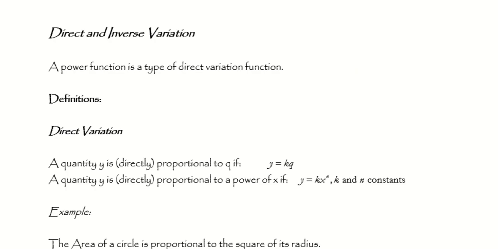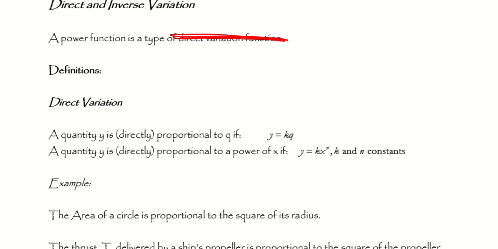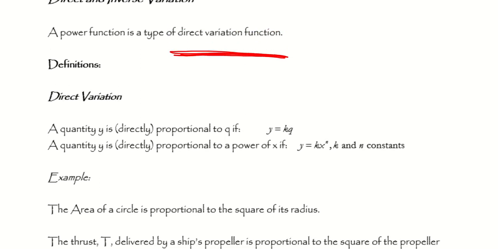Let's go on and talk about direct and inverse variation. Okay, a power function is a type of direct variation function. This is something you'll often see on an SAT or an ACT question, and students often come and they say, oh, Mrs. Key, I didn't know how to do this.